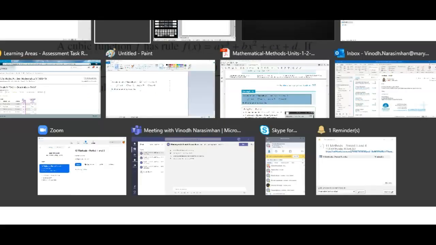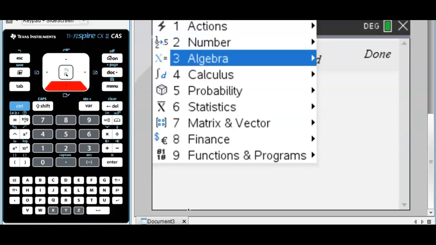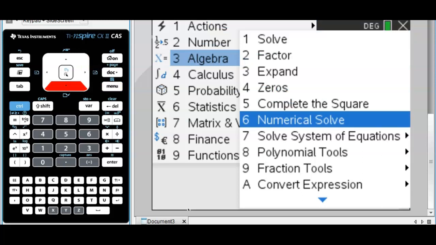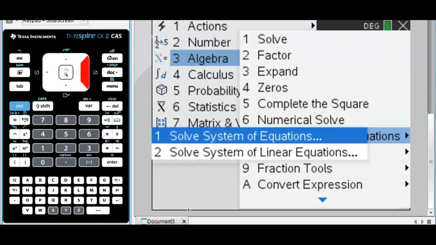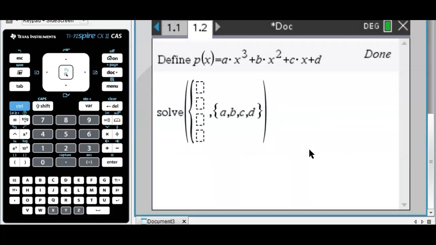So I'm going to go back to my CAS calculator, and I'm going to go into Menu. I'm going to go into Algebra, Solve System of Equations, and Solve System of Equations. Now as we know that we are finding 4 missing items, which means we're going to have 4 equations to deal with. And I'm going to replace the alphabets with A, B, C and D because those are the 4 missing alphabets we're trying to find. So I'm going to click on Enter, which gives me the solve function with 4 missing brackets.